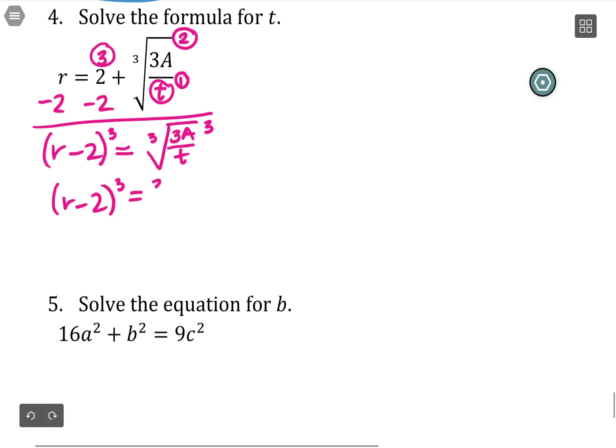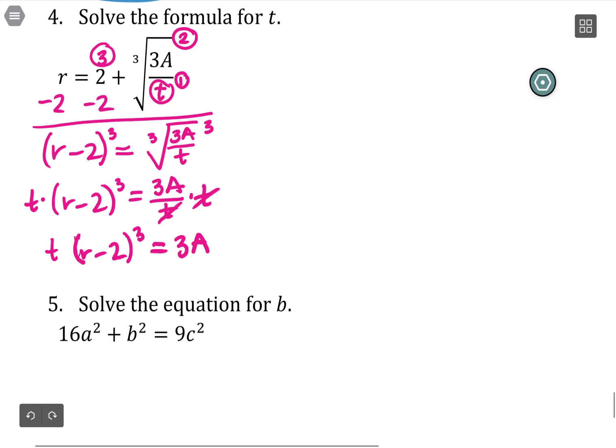And now I have 3a over t. And this is where rationals are a little weird when you're solving for something in the denominator. How do we eliminate that division by t? We multiply both sides by t. But it's kind of funny because it makes a new problem for us to deal with, but it's still a step in the right direction. So it's going to cancel t, and we're going to have t times (r minus 2) cubed equals 3a.